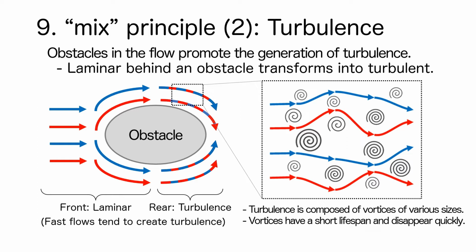In the previous experiment, there was no difference in the rate of mixing between natural and forced convection. This is due to the disappearance of the turbulent vortex.